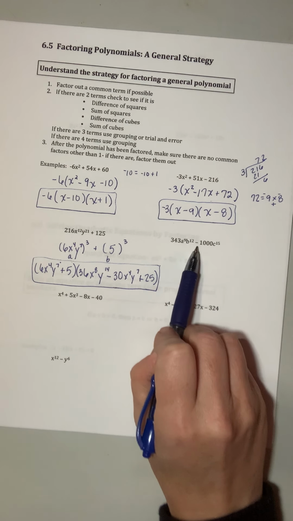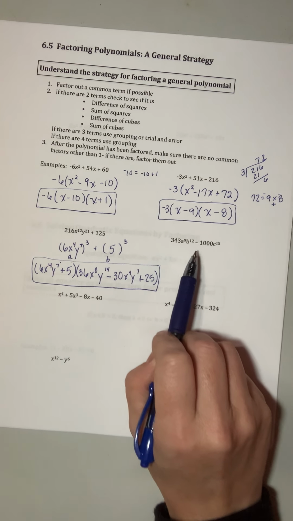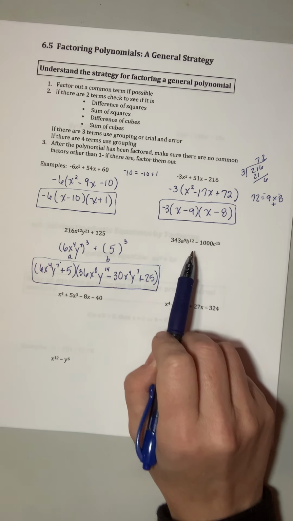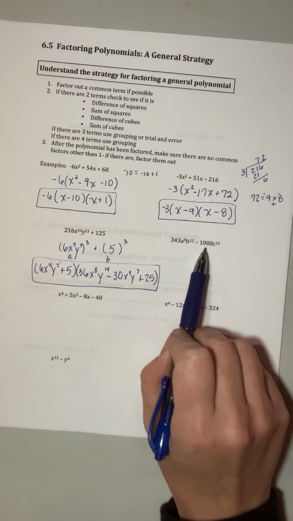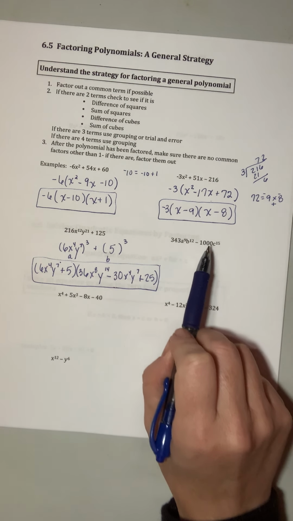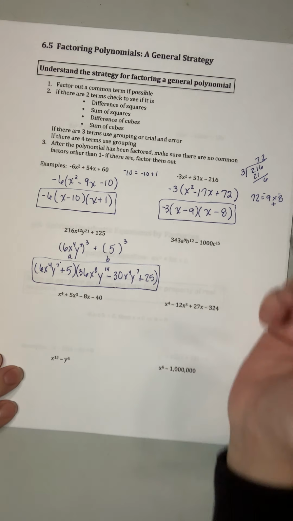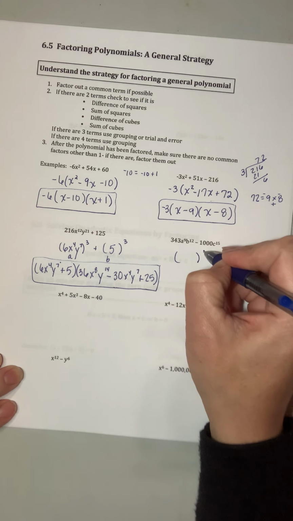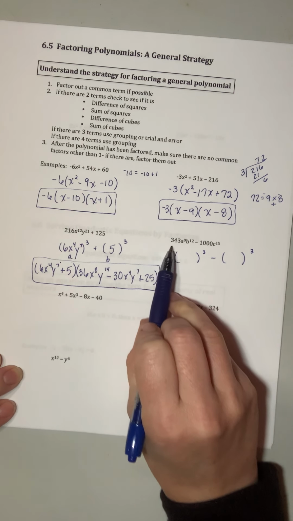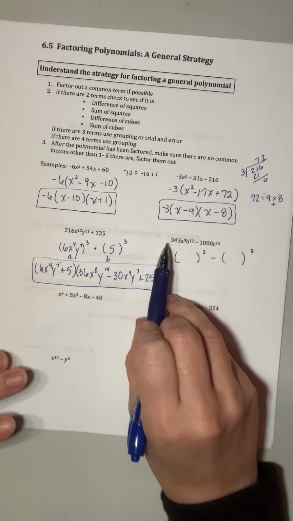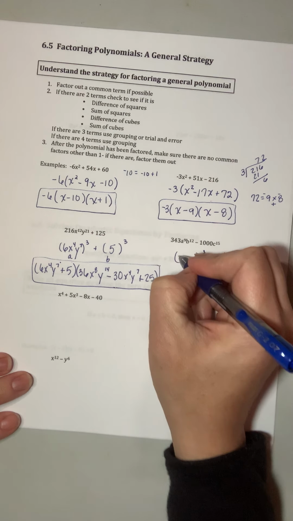All right, this one looks like it's either going to be a square or a cube, and it looks like there's not two numbers that you can multiply together to get 1,000, but there's three numbers, 10 times 10 times 10. So this is going to be another cubed situation. Okay, so 343. You'd have to figure out three numbers that you multiply together to get 343, and that's going to be 7.